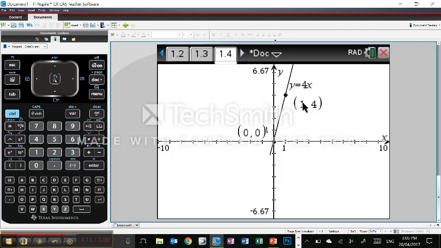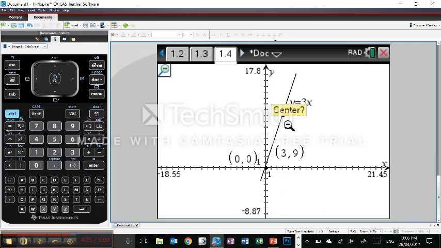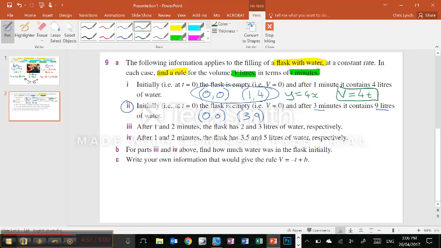0, 0 stays the same. This one goes to 3 and 9. Obviously, it is out of screen. So we go to Menu, Zoom Window, Zoom Out. We hit there, that looks like the center, hit Escape, and we can see that we've got our 2 points and our equation has changed to y equals 3x. So we can say that here y equals 3x, which is actually going to be v equals 3t.